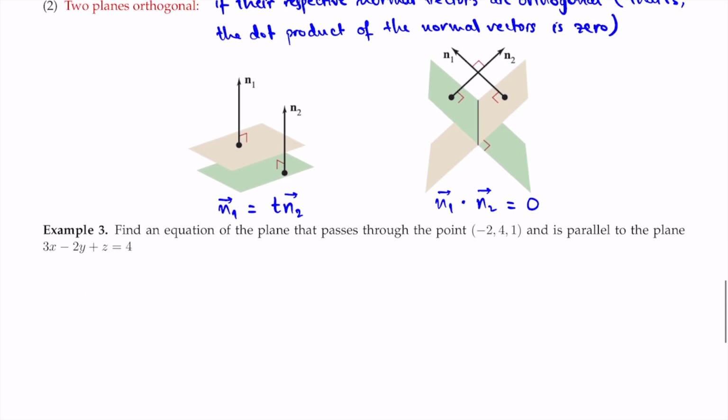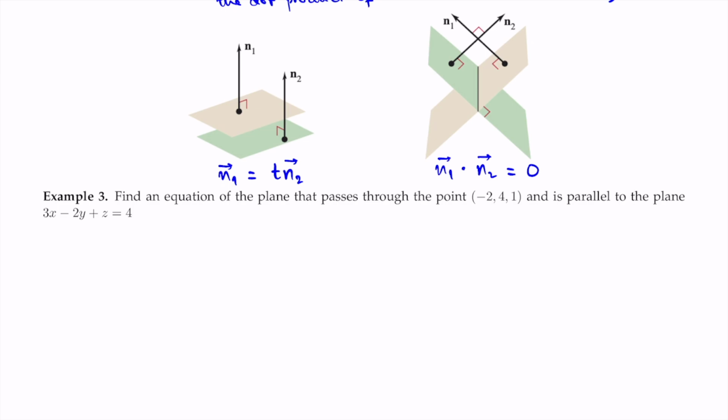Now in the next exercise, I want to find the equation of the plane that passes through the point -2, 4, 1 and is parallel to the plane 3x minus 2y plus z equal to 4. To form a plane, you need a point and a normal vector. And the plane that we need to find is parallel to the plane 3x minus 2y plus z equal to 4.